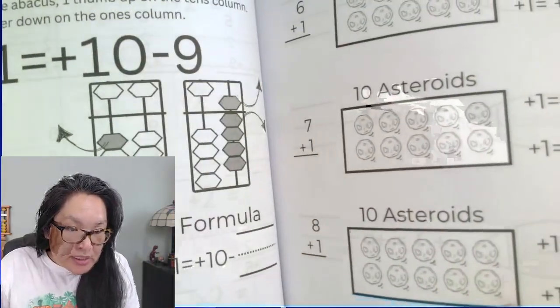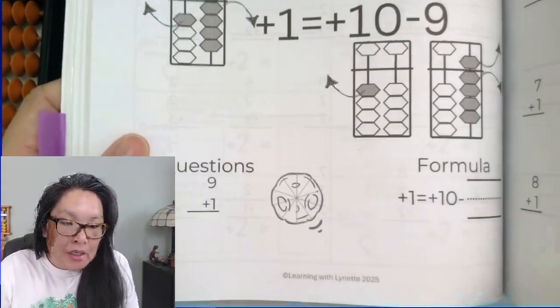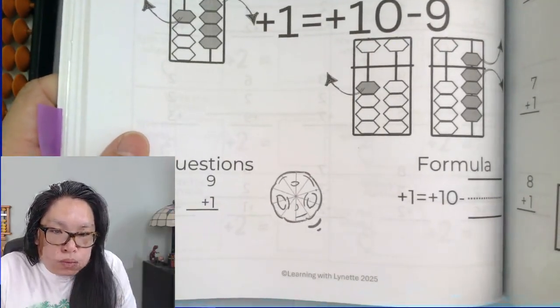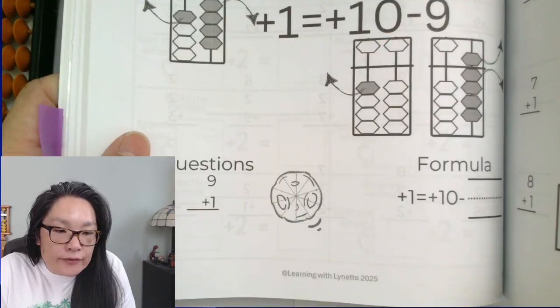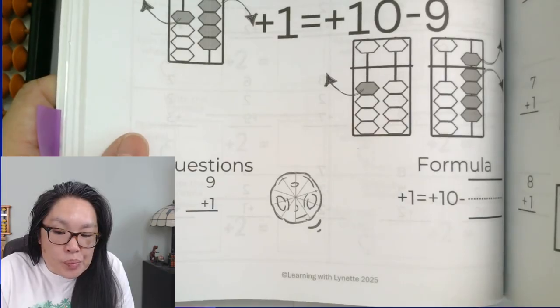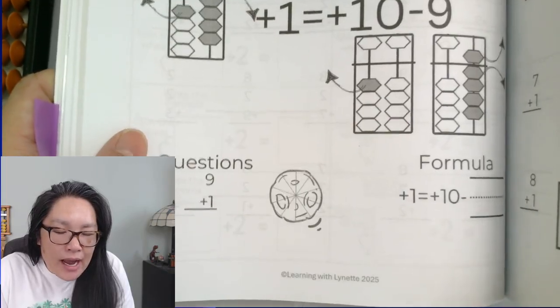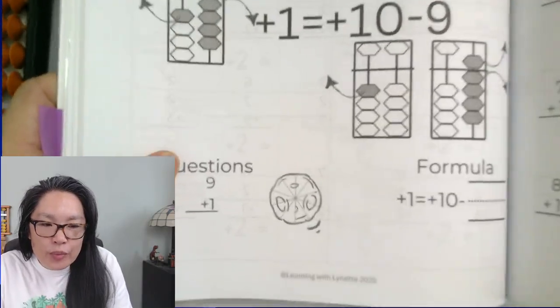Is it the commutative property or associative? I think it's associative property. Commutative, I don't remember what commutative property is.